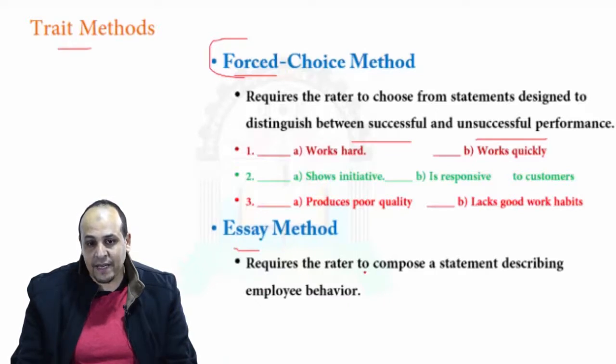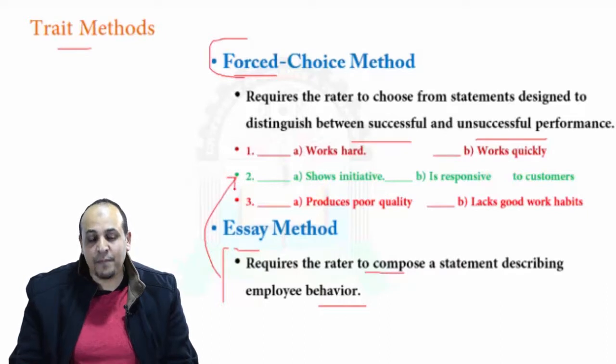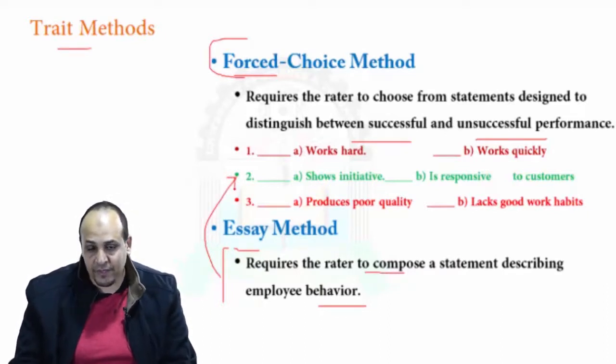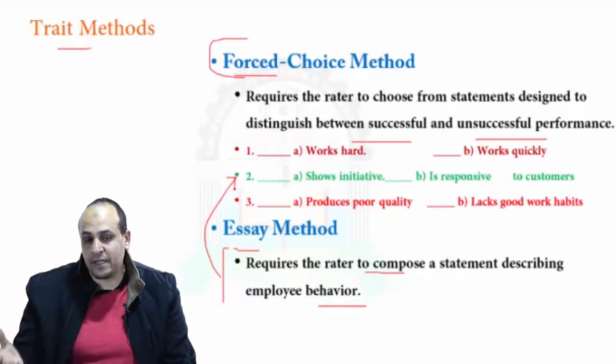Now the last one, considering the trait method, is referred to as the essay method. Now this requires the writer to compose a statement describing employee behavior. Now this can be a little bit more accurate than this one, should there be enough elaboration about someone's performance. So the more the supervisor thinks about the worker, the better he or she can compose a statement describing the employee behavior.